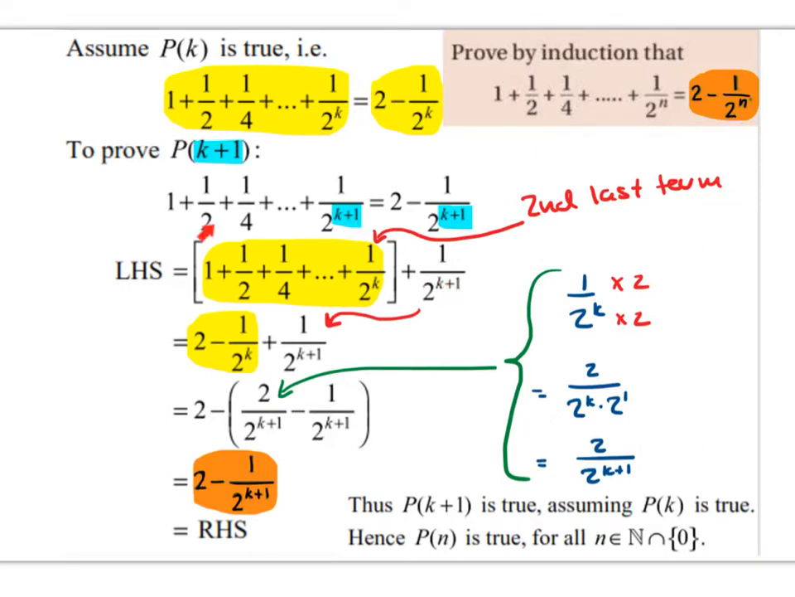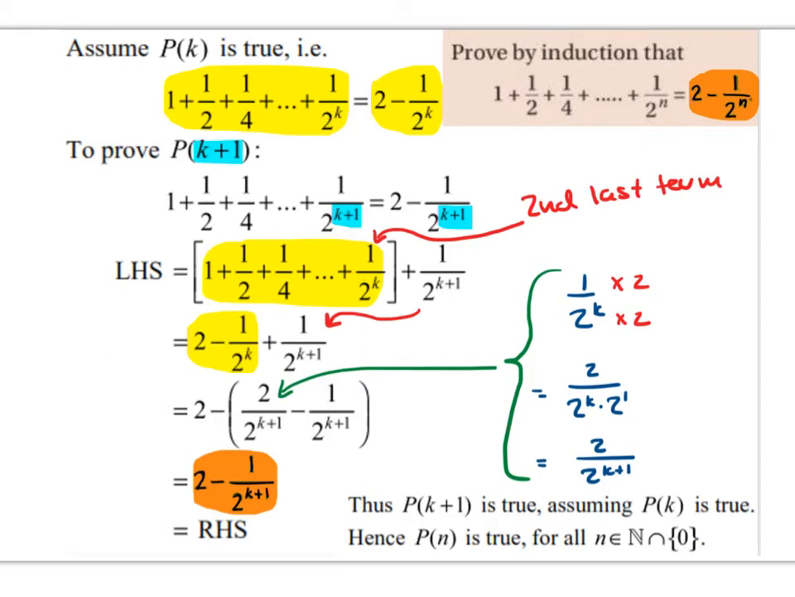Then we group together the first few terms and the second last term. And hopefully this looks familiar to you when we group them together. We just have brackets around just to group them, that's all. So hopefully you can see that this is P of k. Well, the left hand side of P of k anyway. So it's 1 plus a half plus a quarter plus ... plus 1 over 2 to the power k. So that's what we have there in brackets.